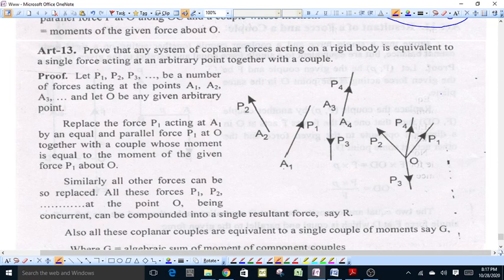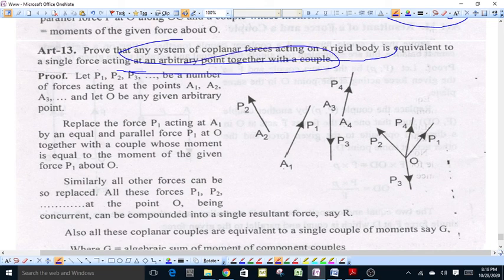Now, if we have any system of coplanar forces acting on a rigid body, this system of forces is equivalent to a single force acting at an arbitrary point together with a couple. This system of forces will be equivalent to a single force and a couple. Suppose P1, P2, P3, Pn be a number of forces acting on points A1, B1, C1 and so on. Let O be any arbitrary point. Now, we replace force P1 acting at point A1 by an equal and parallel force P1 at O. These two forces are equivalent.